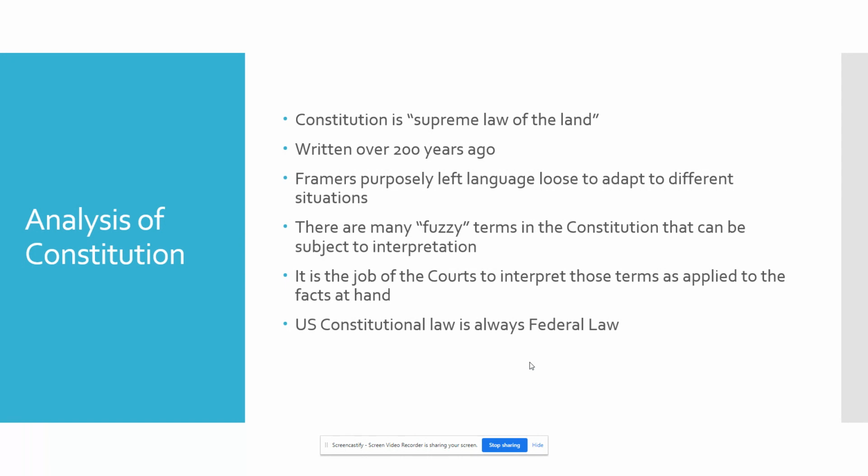So when we're doing constitutional research, we are always doing federal law. And we're also always doing case law.